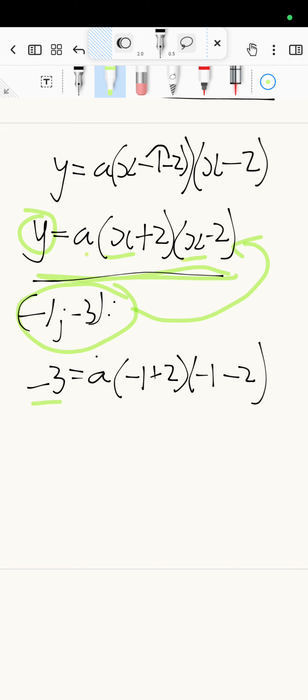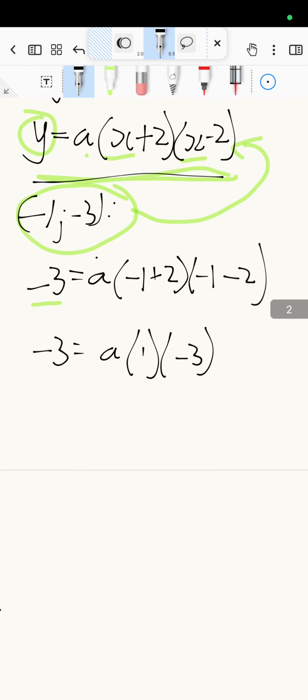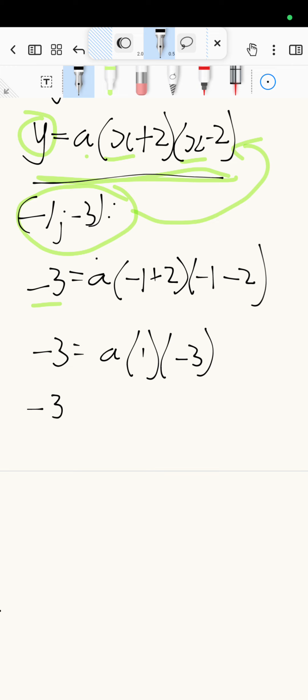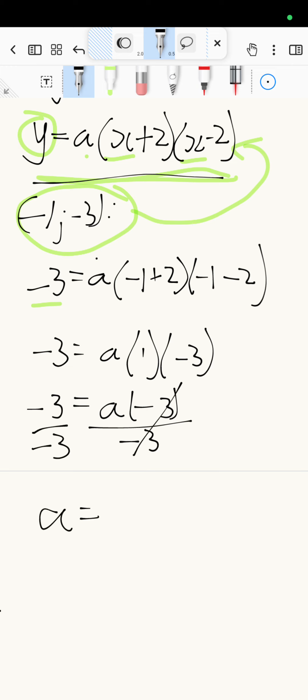Instead of x, whenever I have x, I put my minus 1. So now we can simplify and try and find the a value. So still minus 3 equals a. Minus 1 plus 2 is going to be 1. Minus 1 minus 2 is going to be minus 3. Okay, so on my left-hand side, I still have my negative 3. My right-hand side, I have a times minus 3. Divide both sides by negative 3 so that a can be on its own. So a is going to equal positive 1.